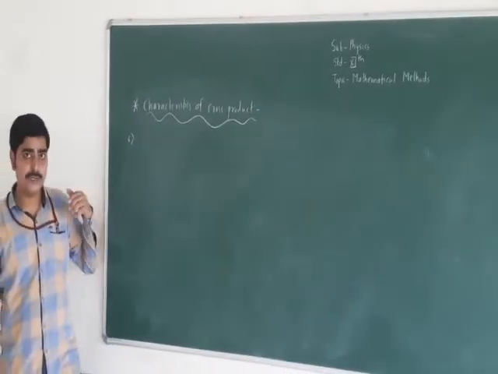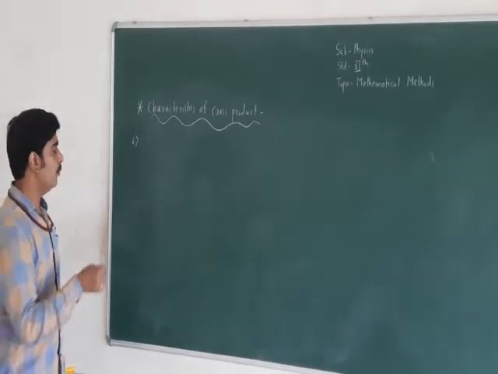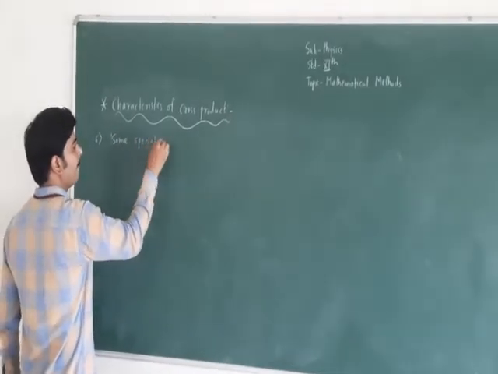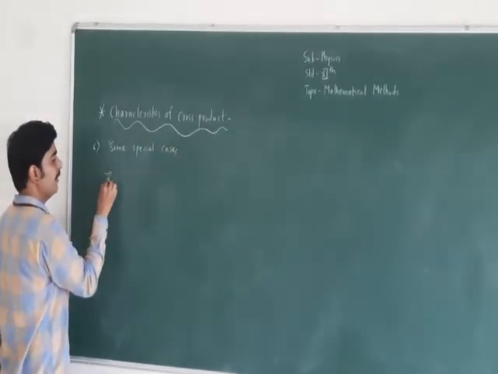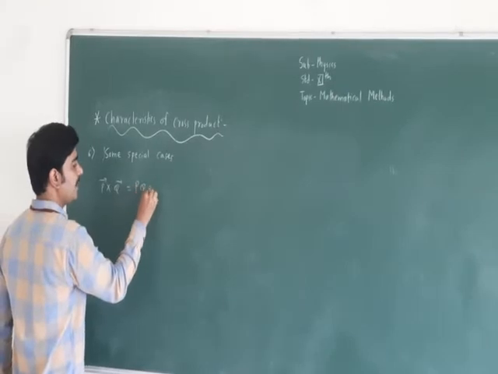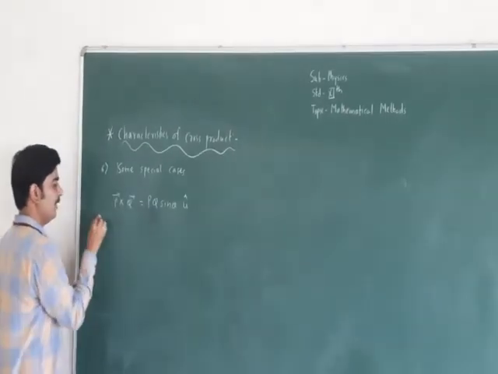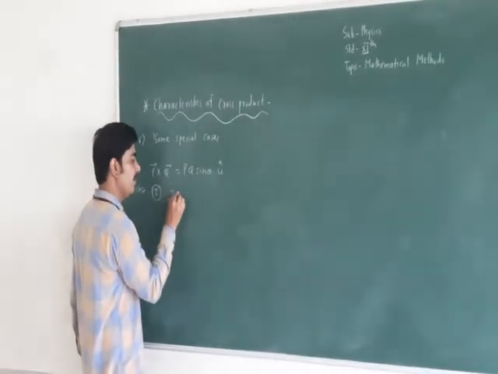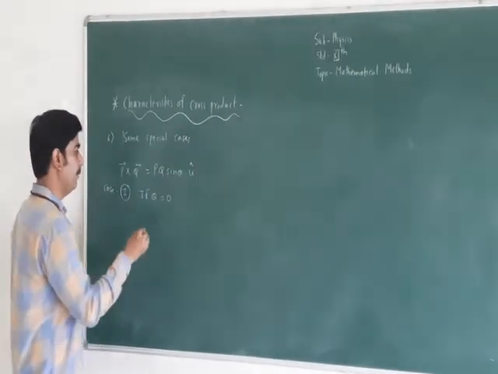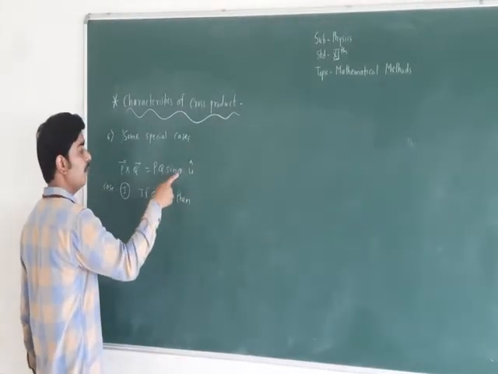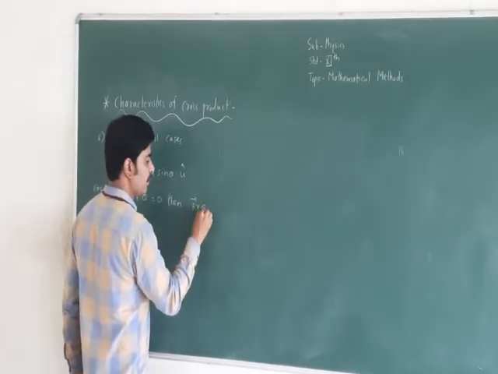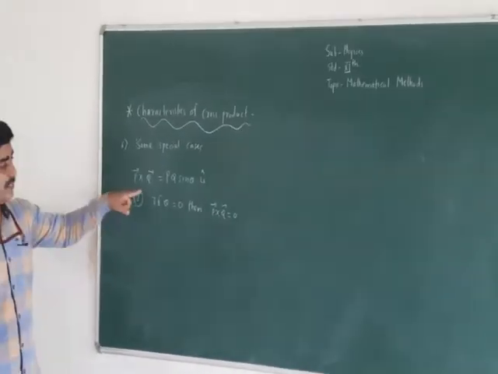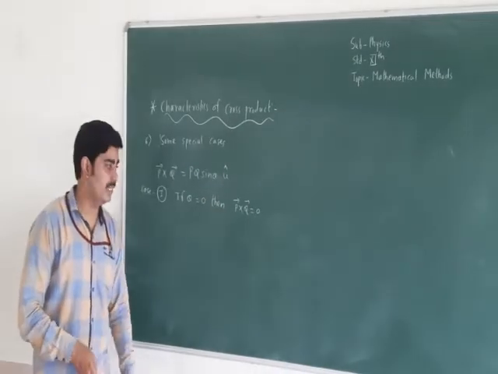Okay, so we are now going to see the next 6 characteristics regarding the cross product. Here are some special cases. Vector P cross vector Q is equal to PQ sin theta into U cap. Here I am taking case 1. These cases are asked in the CET, JEE or NEET examinations. If theta is equal to 0, then sin 0 is 0. So we can write vector P cross vector Q is equal to 0. So we can state that if the angle between the two vectors is 0, then their cross product is also equal to 0.